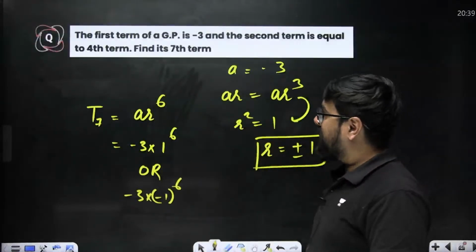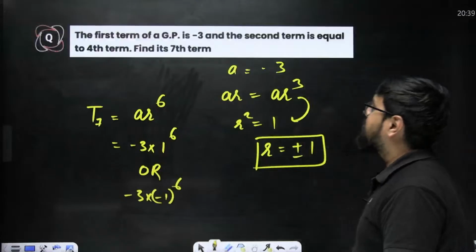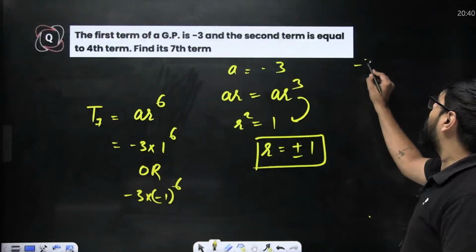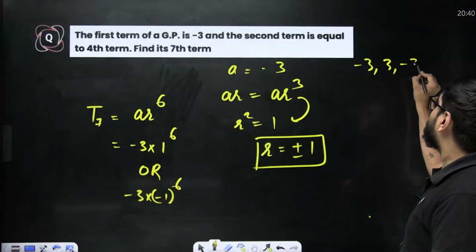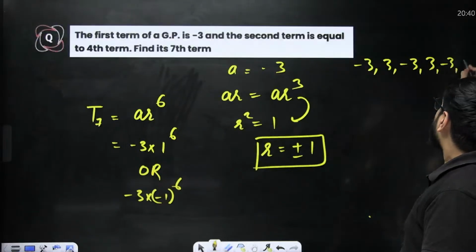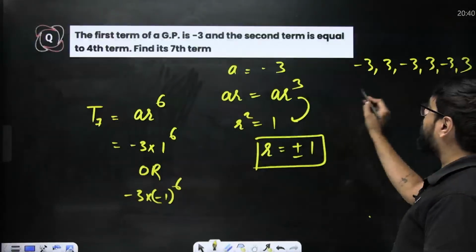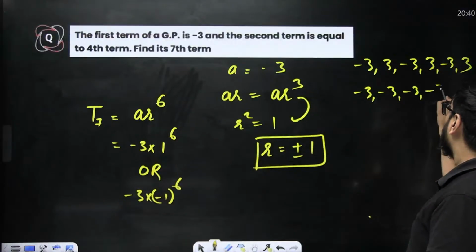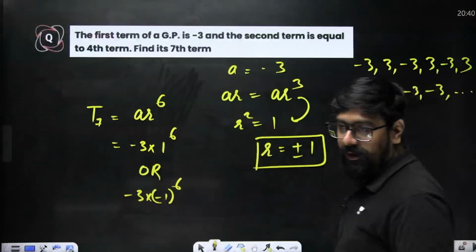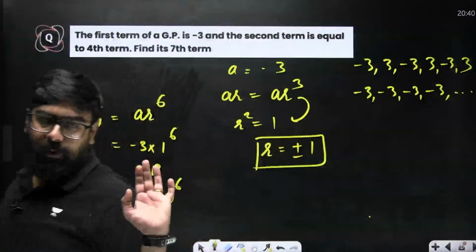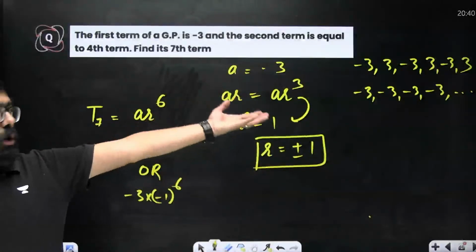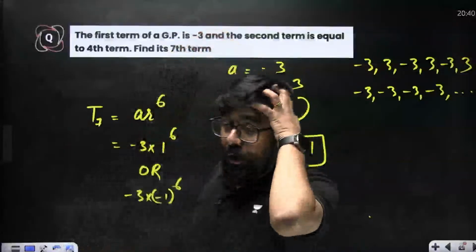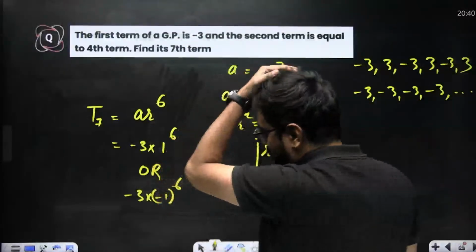So the answer is minus 3. Actually, the geometric progression will either be minus 3, 3, minus 3, 3, minus 3, 3, or, if the ratio is 1, then minus 3, minus 3, minus 3, minus 3. All the terms are minus 3. There is no problem. 0 cannot be a term. Constant GP, no problem. Sign changing GP, no problem. 0 cannot be a term.